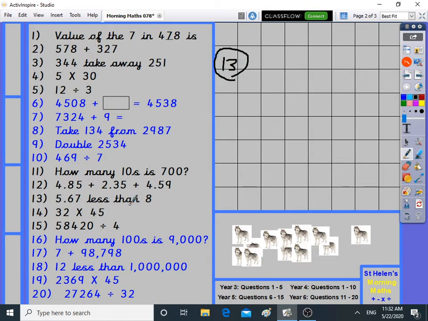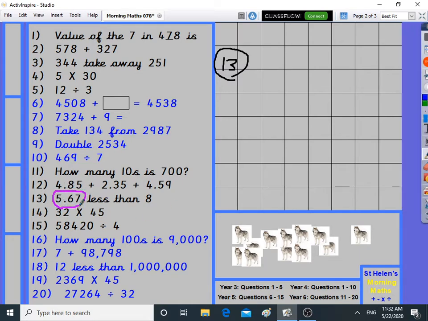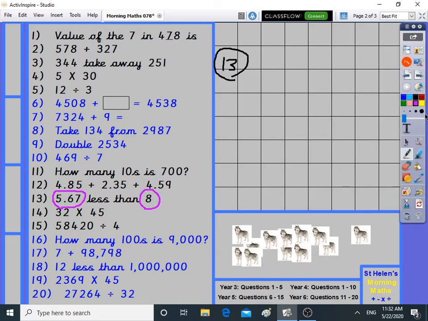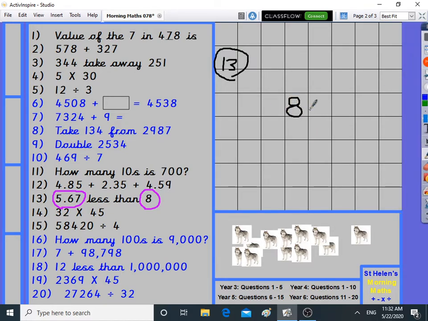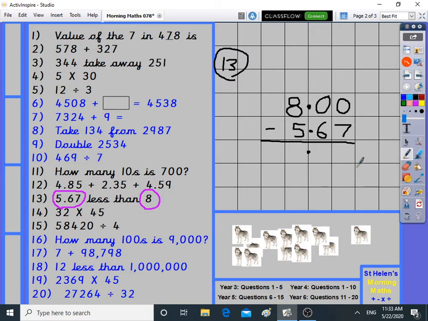5.67 less than 8. Which number goes at the top? The biggest number. What's bigger? 5.67 or 8? 5 and a bit or 8? 8 is bigger than 5 and a bit. But it has no decimals, 8, so I'm going to give it a decimal point. 8 point nothing is the same as 8, isn't it? So 8 take away 5.67. 8.00 take away 5.67. So we're going to need to do some borrowing this time.